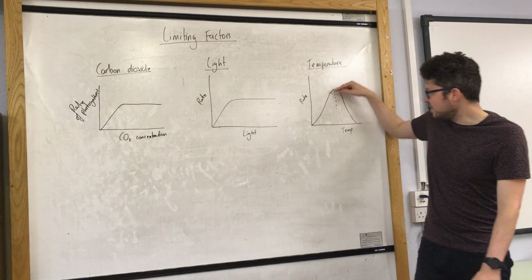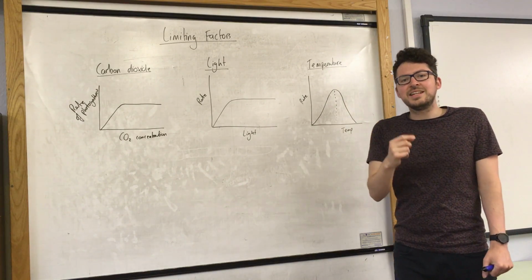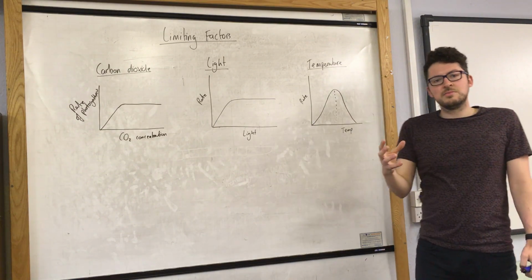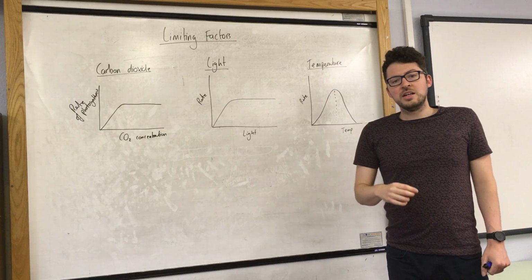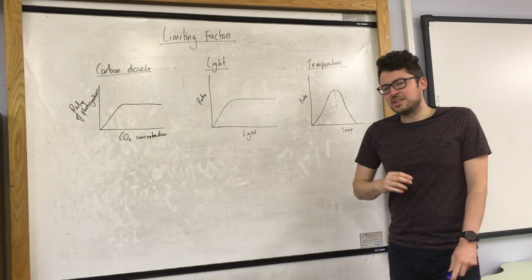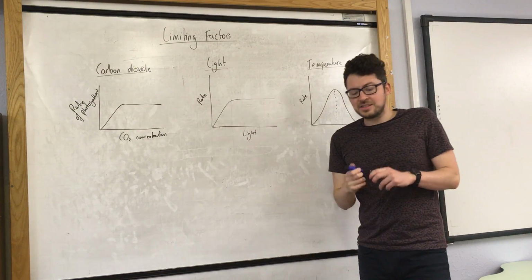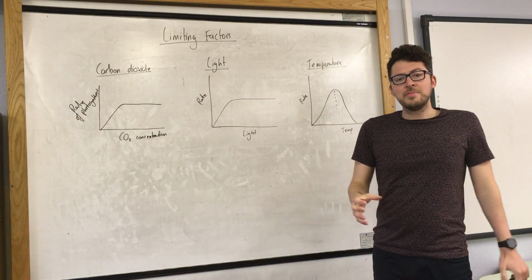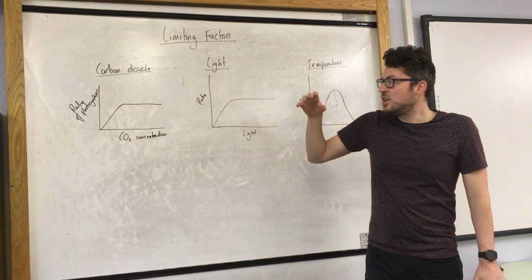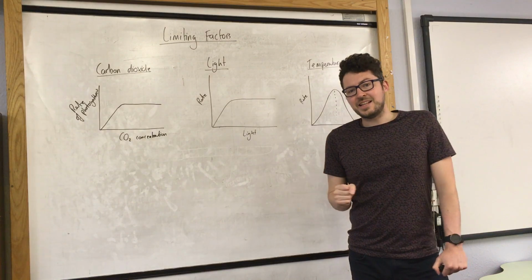But after this temperature, so as the temperature continues to increase, the enzymes start to denature and break down, and that causes the rate to decrease because those enzymes can no longer control that chemical reaction. Okay? So those are the three factors you need to know, and those are the three graphs that you need to be aware of. Now I've seen a question in the past where it was a 6 marker and you had to describe and explain the limiting factors of photosynthesis using graphs that you had to draw yourself. So you might have to draw these in an exam.